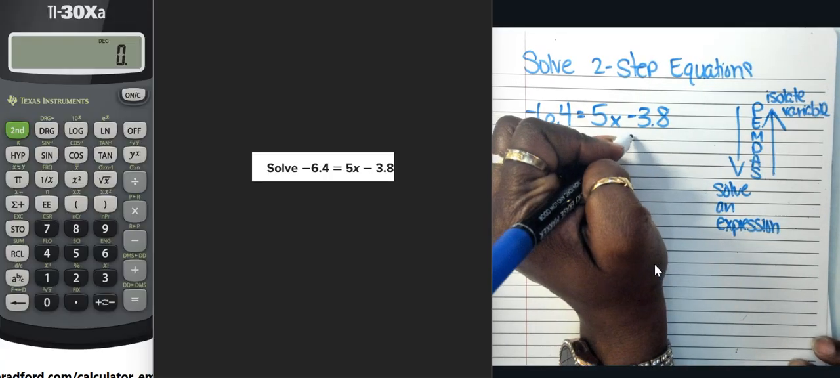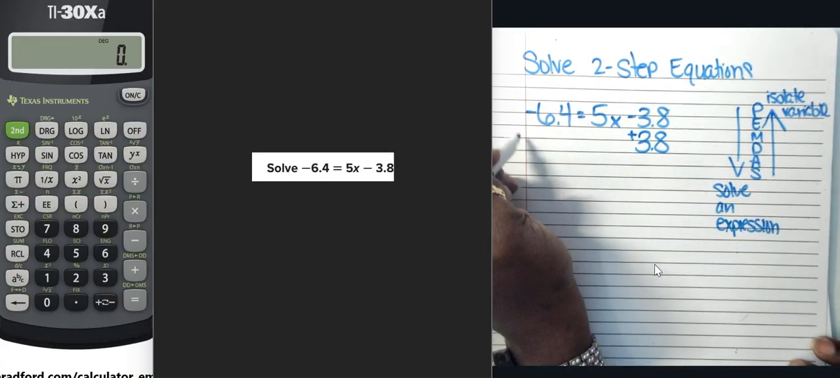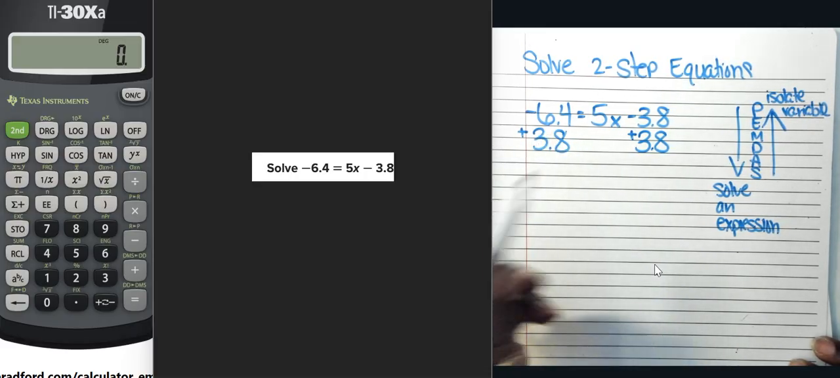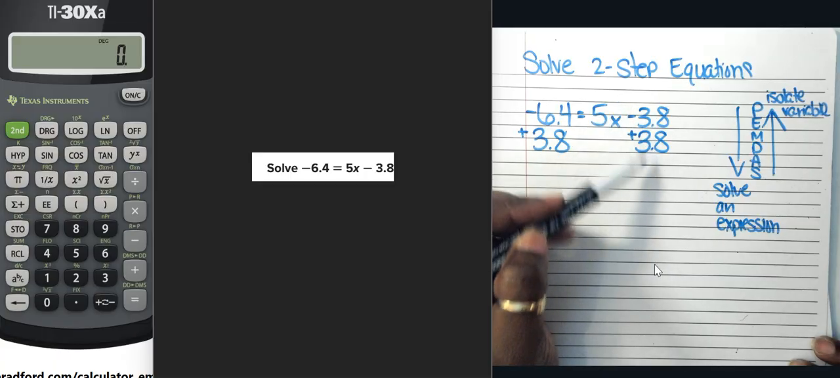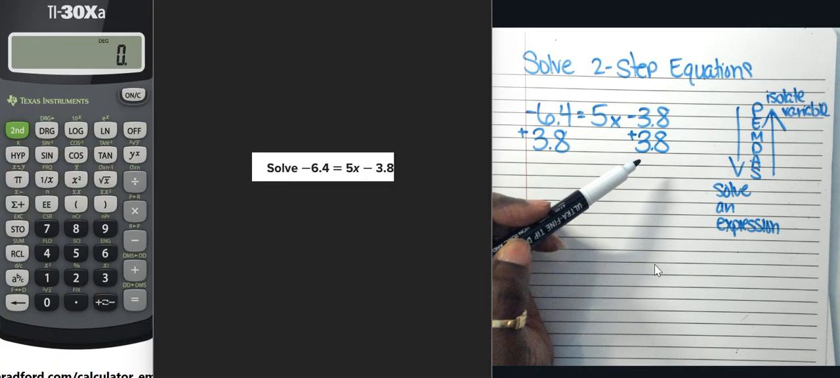So I'm going to get rid of the negative 3.8 by adding 3.8 to both sides. Remember that when you're using addition or subtraction, you want to make sure that it becomes 0. So that's why we're using the opposite.